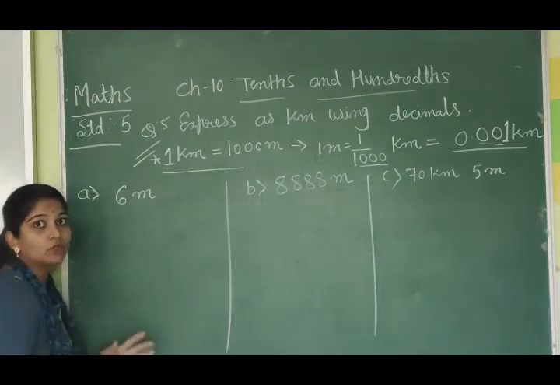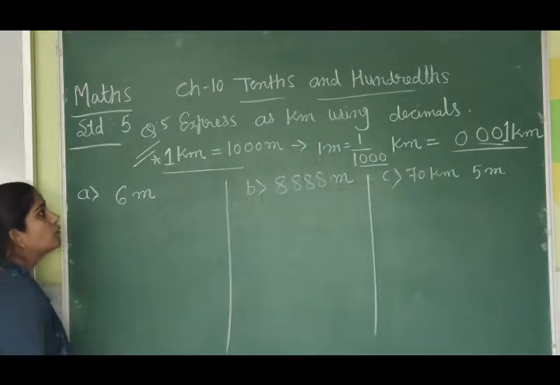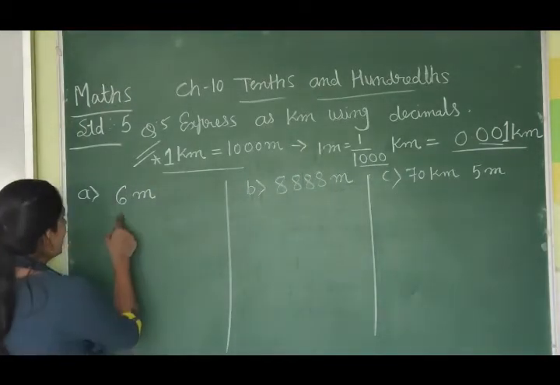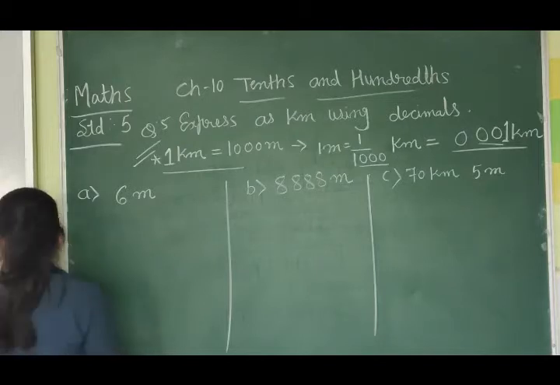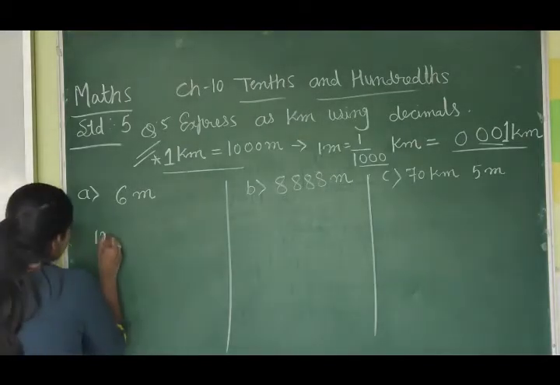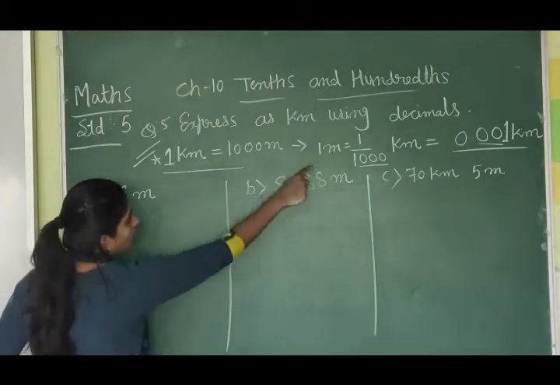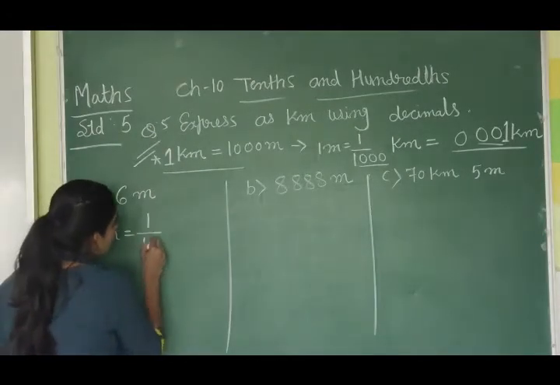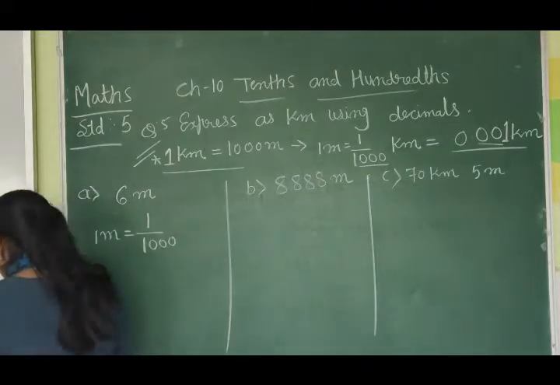Okay, so now for these particular A, B and C sums, you have to express them in kilometer using decimal form, and you have to use this formula for the following sums. Now 6 meter. Okay, so first you have to write down this formula here: 1 meter is equal to 1 upon 1000 kilometer.